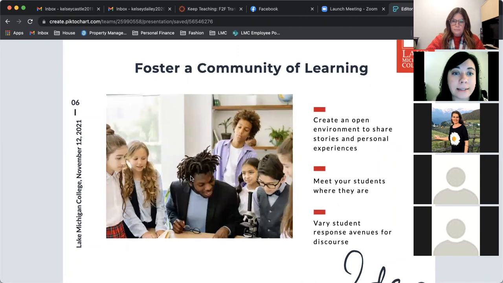So when we talk about fostering a community of learning, what we're wanting to do is create an environment that is open where students feel comfortable sharing themselves. And one of the ways that we can do that is we share ourselves first. So one of the things that I do when I'm teaching is I try to share some of my likes or my interests or my hobbies with my students. That doesn't mean I'm sharing incredibly personal information, but by sharing some of those personal things about myself, I am opening up the dialogue to show the students, hey, I'm a person too.